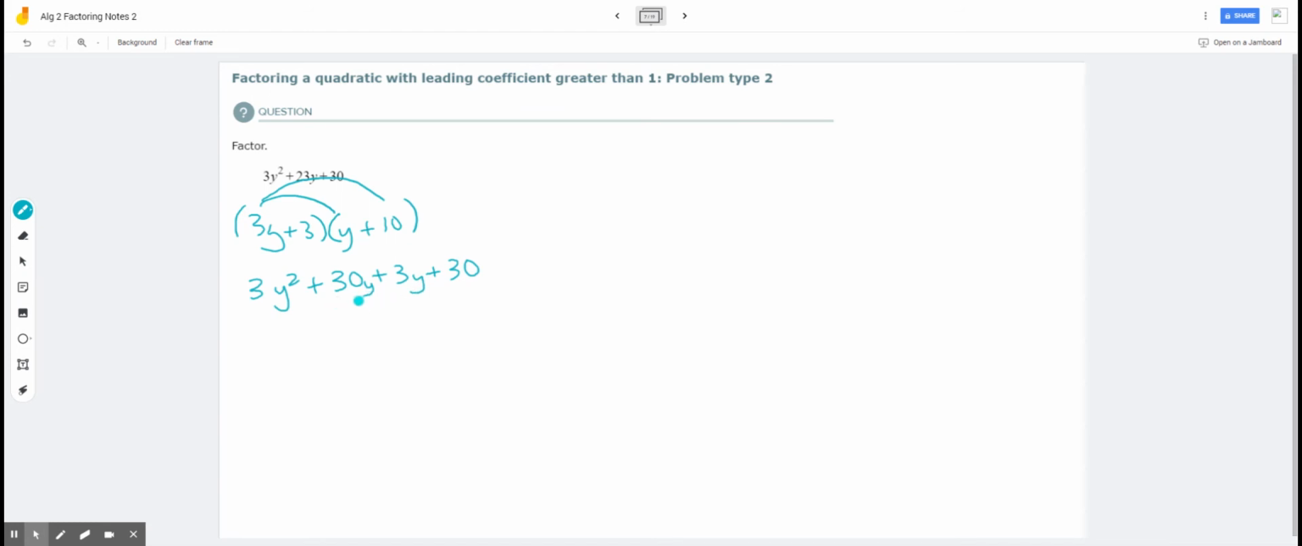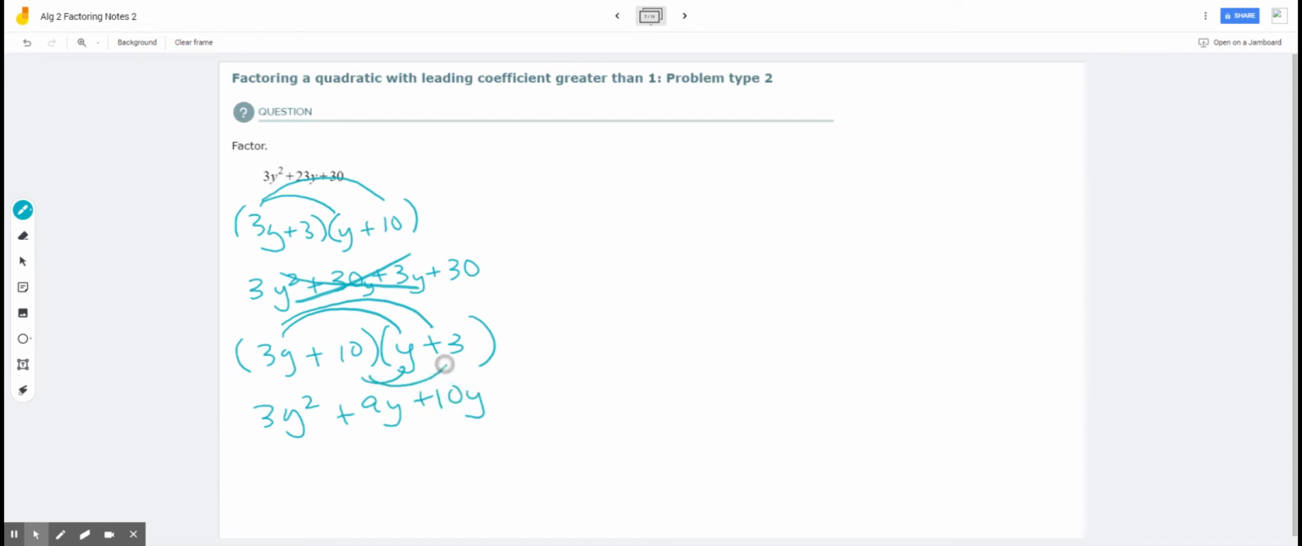So that didn't work. Okay, so let's try switching them around. 3y plus 10 times y plus 3. Let's try that. So 3y squared plus 9y plus 10y plus 30. Nope, that's 19. Nope, that didn't work. Now I need to look at a different factorization of 30.